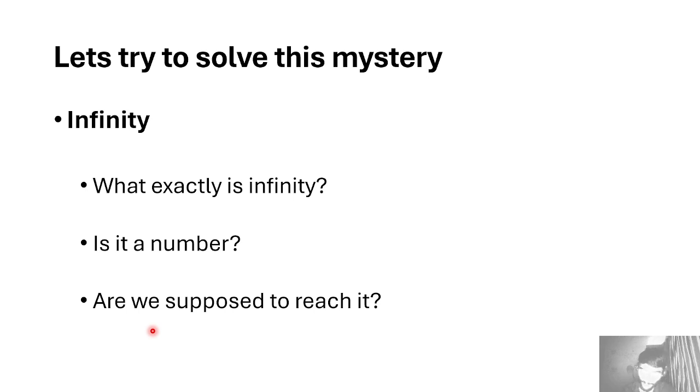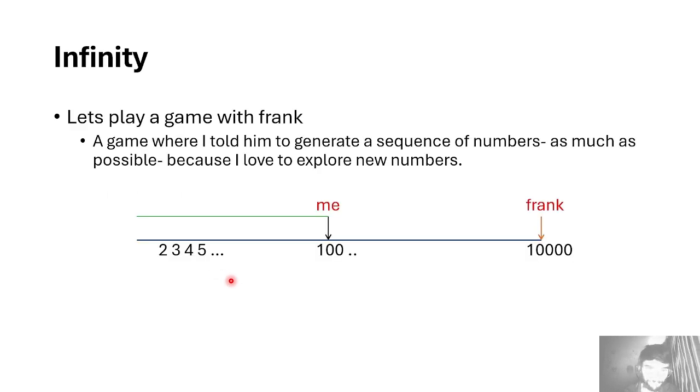So let's try to solve this mystery. First I will define infinity, like how I think infinity works, and based on that we will see that Ramanujan's solution could be wrong, and I will propose my own solution to that, right? So we will get to know what exactly infinity is. Is it a number, or are we supposed to reach it in the first place?